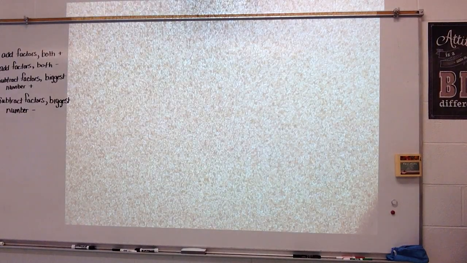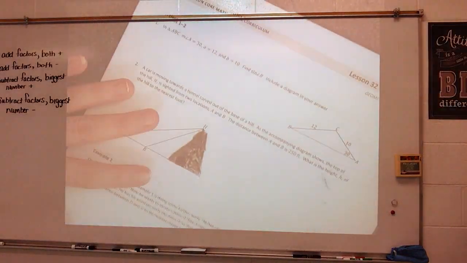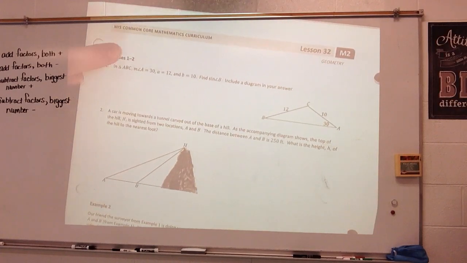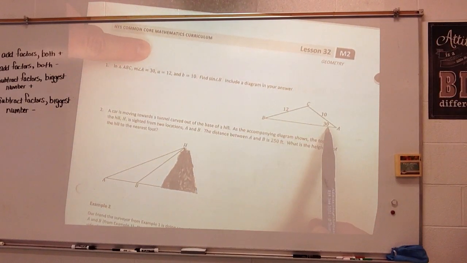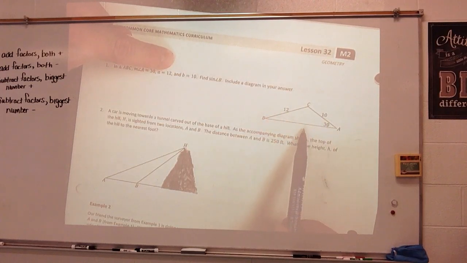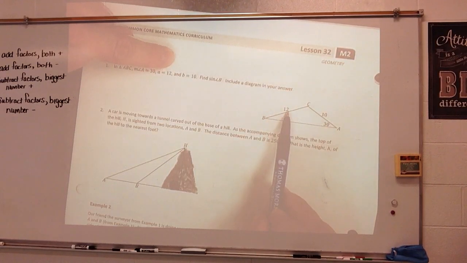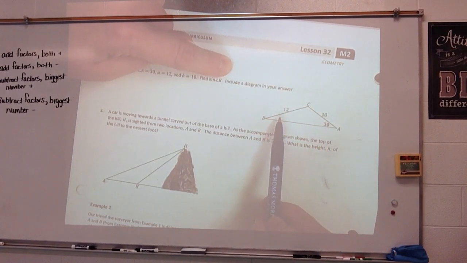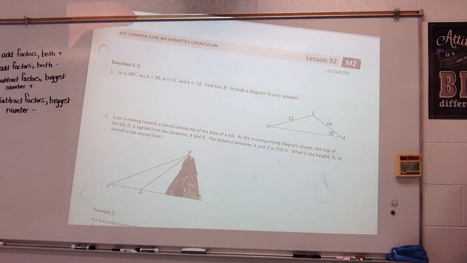Alright, let's look at exercise 1-2. In triangle ABC, the measure of angle A is 30, the lowercase a is 12, lowercase b is 10. Find the sine of angle B. Include a diagram in your answer. Alright, well, we have a diagram. Let's go ahead and think about what's going to be important.